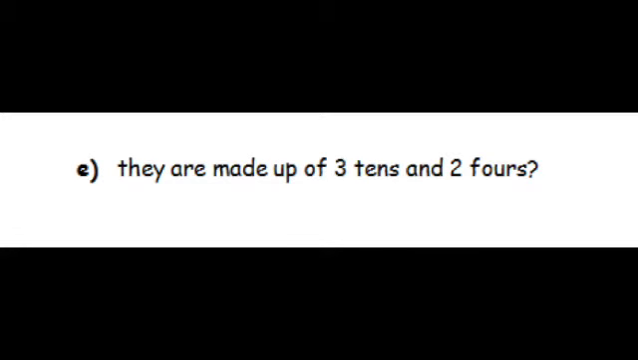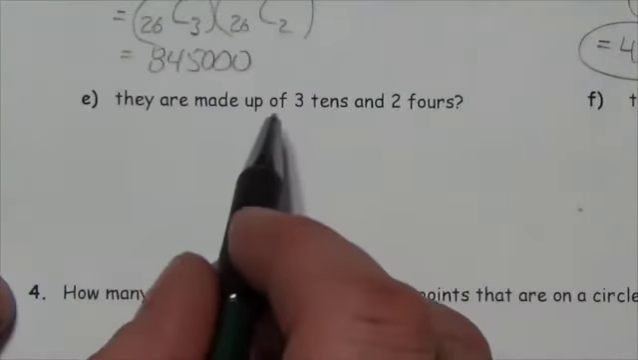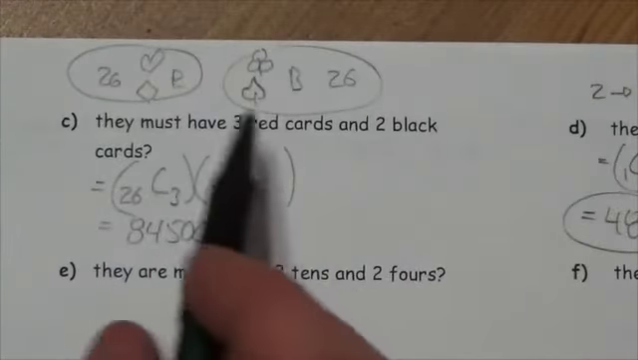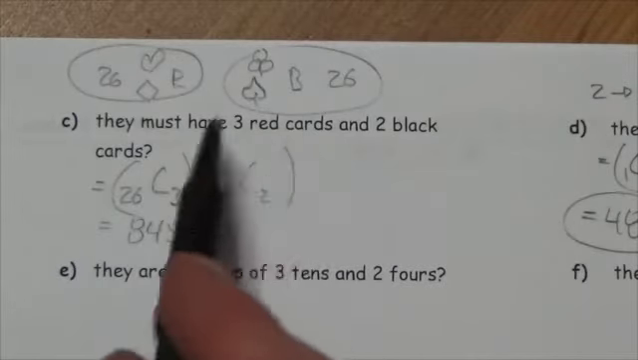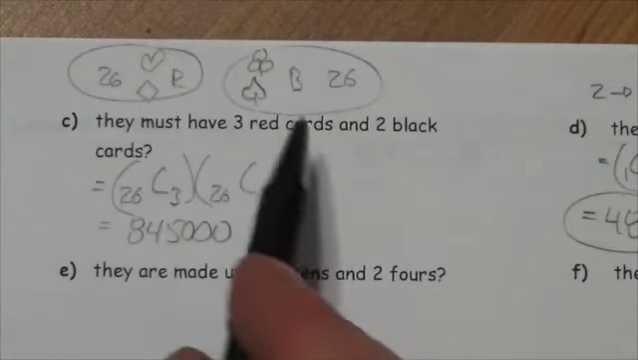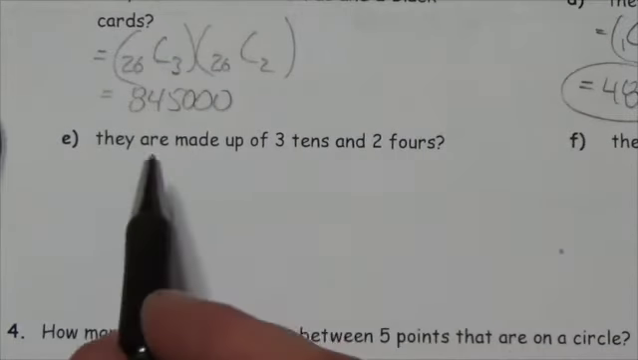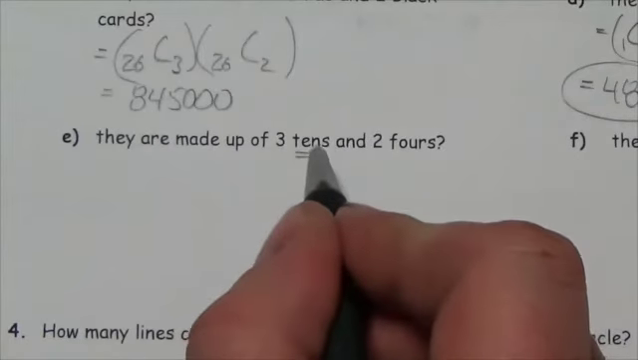They are made up of 3 10s and 2 4s. Okay, so here we go. Now, compare that to the one just above this, 3 red cards and 2 black cards. Not being very specific about that. There's a lot to choose from for the red cards, a lot to choose from for the black cards. Here, we're being a lot more specific. Instead of saying red, we're saying 10s.